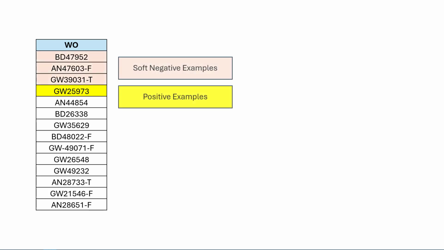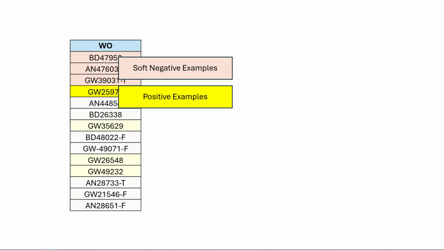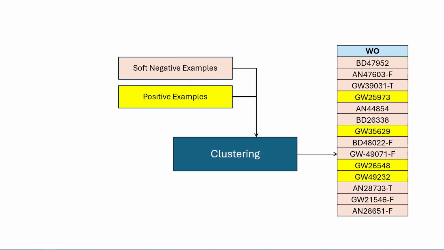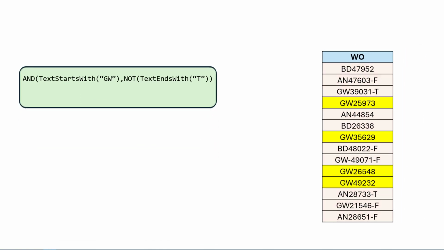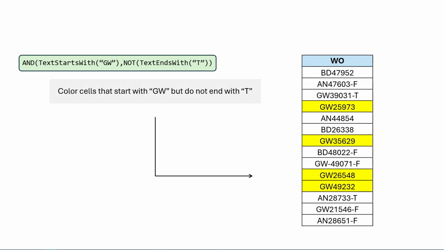The user colored the fourth cell and Cornet inferred that the first three cells are soft negative examples. These were then used to semi-supervise cluster and get an output prediction for the column. These output predictions were then used to learn a set of rules that were ranked, and finally the top three rules were shown to the user. Out of these, the user then selected the first rule, which was relevant to his use case, selecting cells that start with GW but that do not end with T.